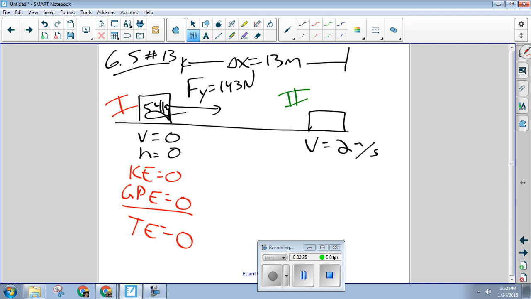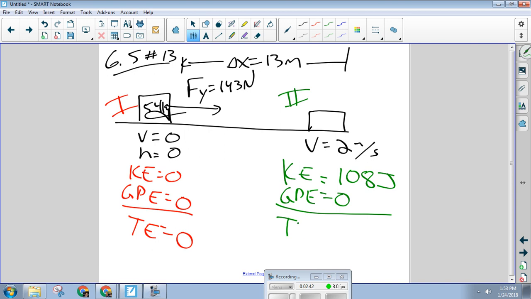Over here at point 2, go ahead now. The GP is 0 as well, but you can find the kinetic energy, right? Just do 1/2 mv squared, and I think you get 108 joules, if I remember right. So that means that my total energy is 108 joules. Is everybody good up to there?